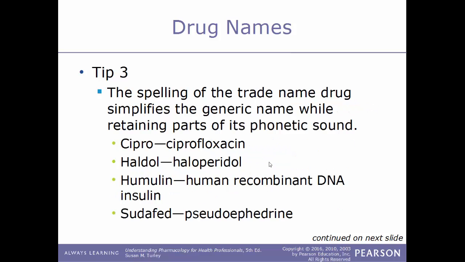Tip number 3, the spelling of the trade name simplifies the generic name, but still retains parts of the phonetic sound. See, the trade name Cipro is a shortened form of the generic drug ciprofloxacin. Haldol is a trade name, short for haloperidol. Humulin, which we talked about earlier, that's the trade name. The generic name, human recombinant DNA insulin. Sudafed, that's the shortened form of the generic drug pseudoephedrine.